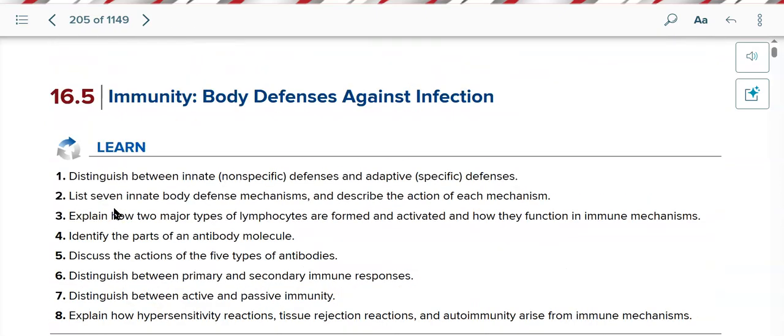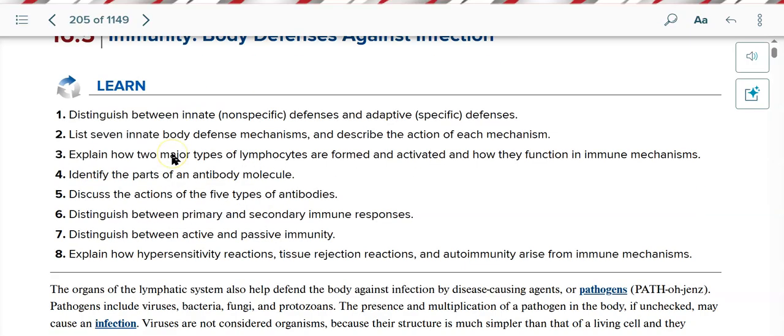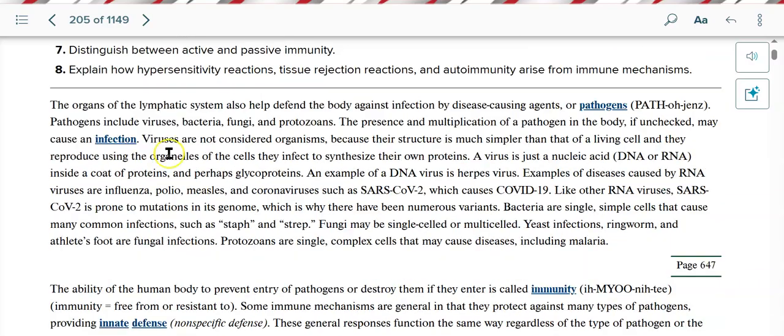Alright, what should end up being the last video here for Chapter 16 is about immunity and the body's defenses against infection. A couple of terms here, one that we've talked about already, pathogens, things that generate or give rise to pathologies or pathos, which is sickness. Pathogens include viruses, bacteria, fungi, and protozoans. Presence and multiplication of a pathogen in the body can result in what's called an infection.